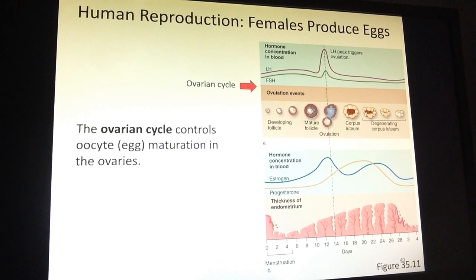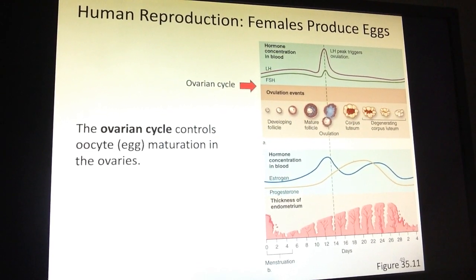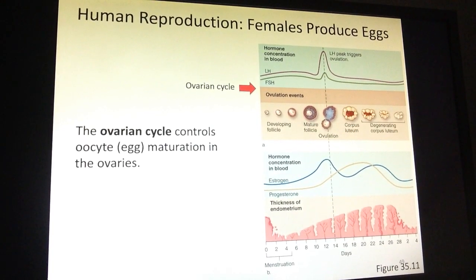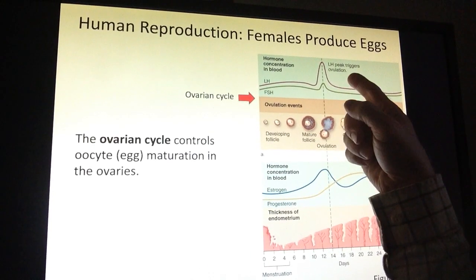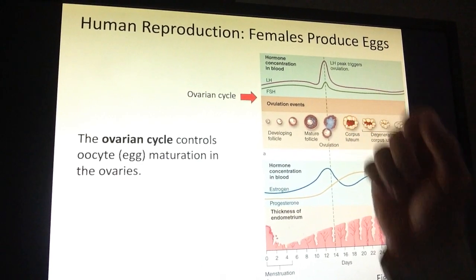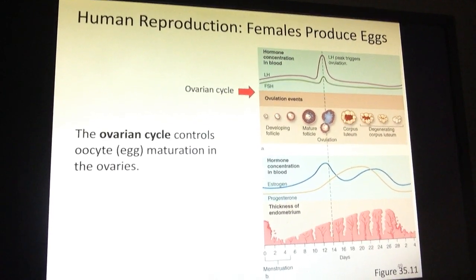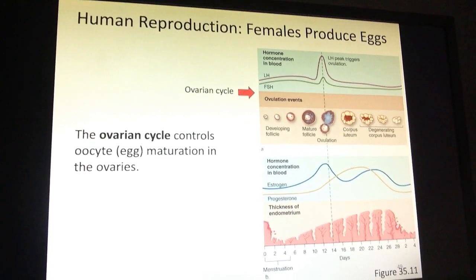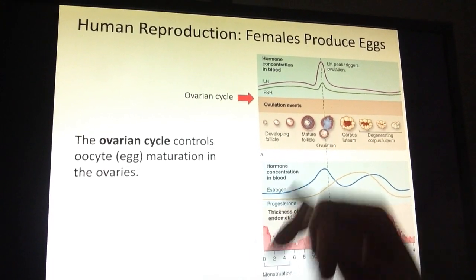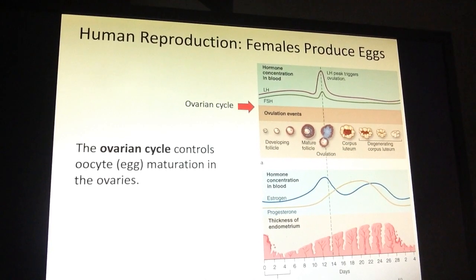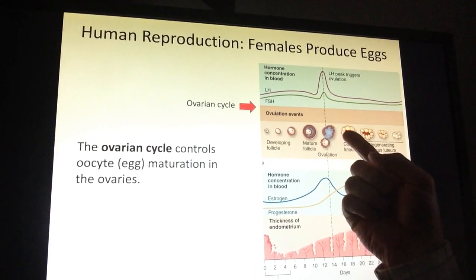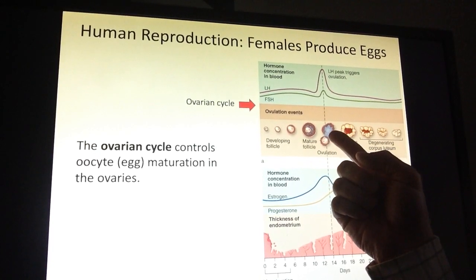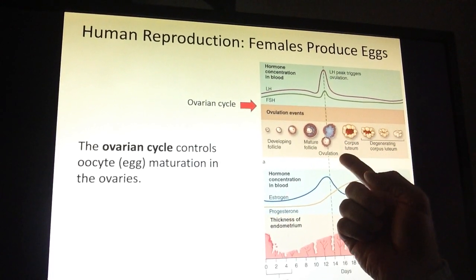Okay, so the ovarian cycle is everything that happens in the ovaries. It ends in the ovulation of the egg, and you can see that there's a peak in the blood of LH released from the pituitary gland, the anterior part of the pituitary gland. That spike in the blood is what triggers ovulation here. And once again, these cells that are left behind in the ovary, these cells here, become the corpus luteum.